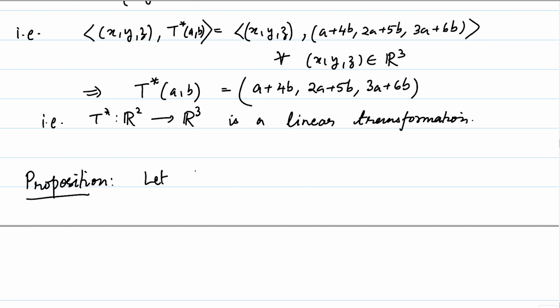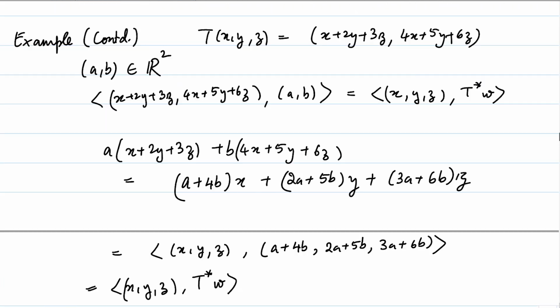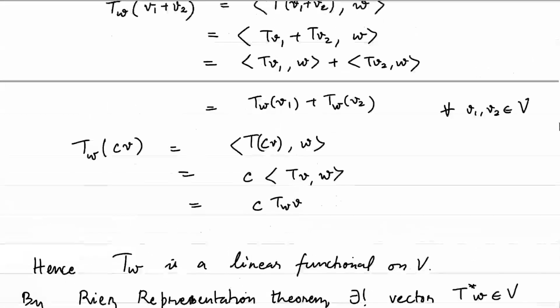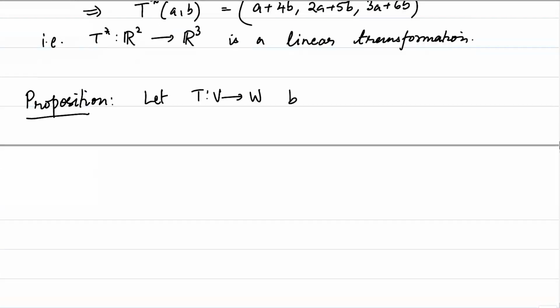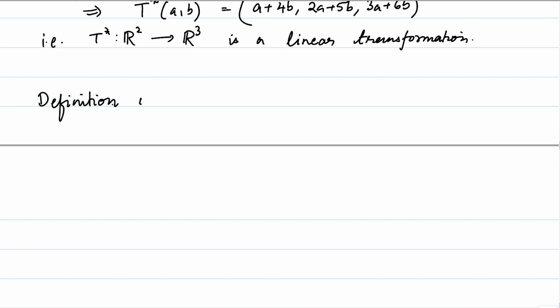So let T from V to W. So did I define what T star is? Okay, so I have a definition to make before that. So before I jump into the proposition, let me give the definition of the adjoint. All this was the precursor for this definition of the adjoint.